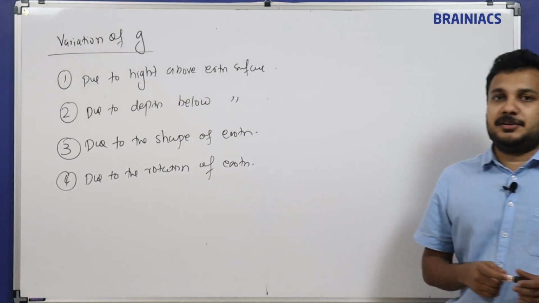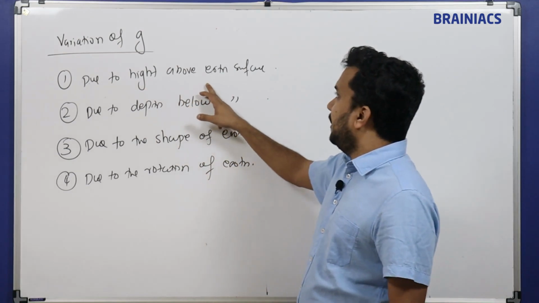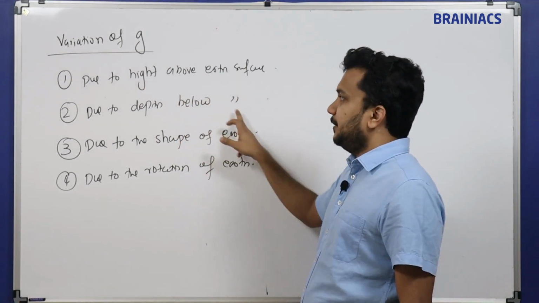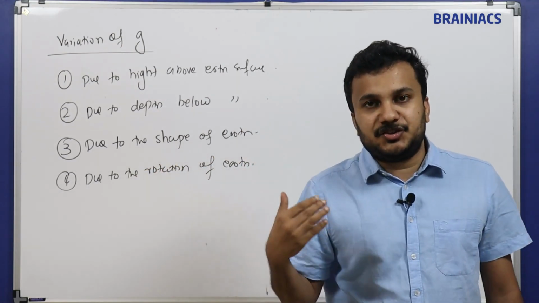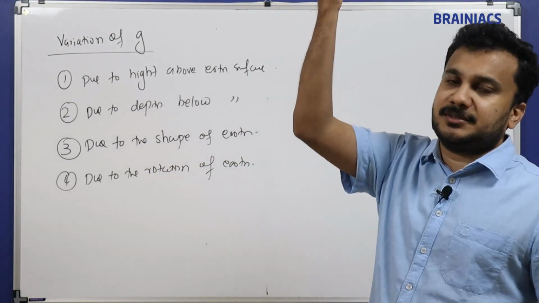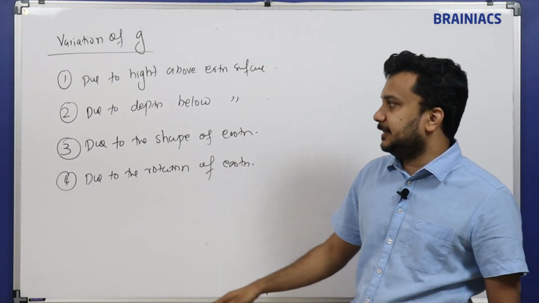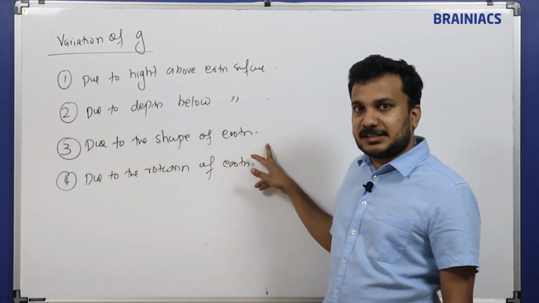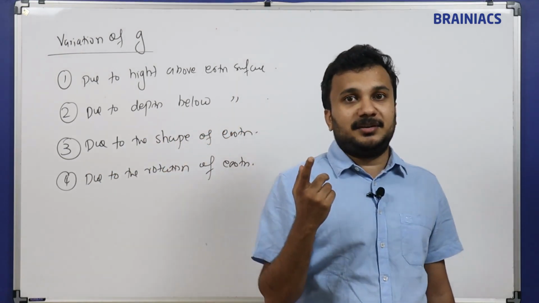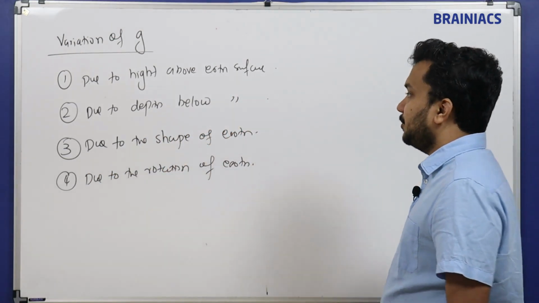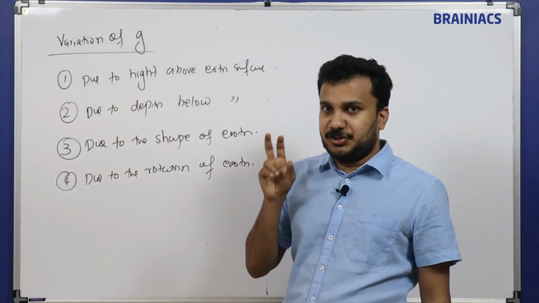We are going to find out the variation of acceleration due to gravity based on 4 factors: due to the height above the earth surface, and due to the depth below the earth surface, which means the acceleration due to gravity changes if you go above the surface or below it towards the center. It also changes due to the shape of the earth, and due to the rotation of earth. We know earth is rotating, so due to the rotation, the acceleration due to gravity is also changing.